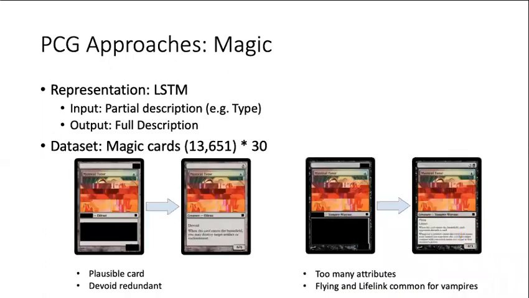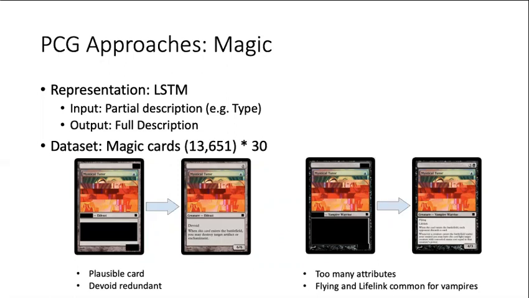But they did use an LSTM, and they had as an input some sort of partial description of the card, and as output a full description. And so their data set was they looked at all 13,651 Magic cards at the time of the project. They put in duplicates of the cards, and they mutated about a third to try and beef up their data set a little bit.